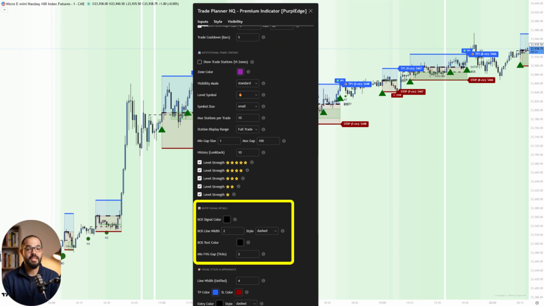Sixth, entry signal details. This is where you customize the look and feel of your entry triggers. You have full control over the colors, transparencies, and visual styles for your break of structure and fair value gap markers, ensuring your primary signals are tailored to your chart.